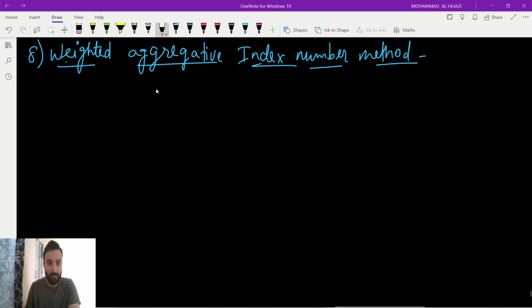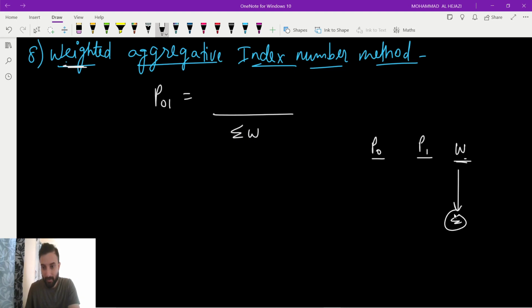See, the formula is the same, P01. Now see what you have to do. In the question they will give the P0, the P1, and the weight. Not the Q, they will give the weight, because this is the weight. So you have to make one column. The formula is this: in the denominator is summation of W, you will add that summation.